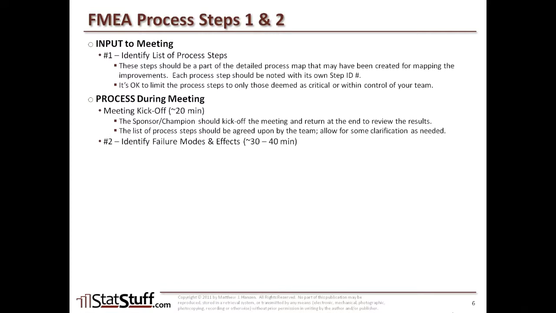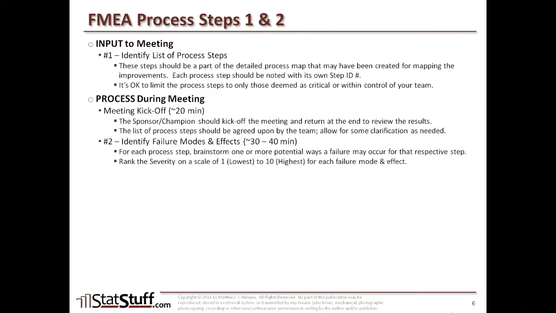Now, the next step here is we want to identify the failure modes and effects. This could take anywhere from 30 to 40 minutes for this section of the FMEA tool. So for each process step, try to brainstorm one or more potential ways that the failure may occur for that respective step. And then try to rank the severity, like on a scale of 1 to 10, 1 being the lowest, 10 being the highest, for each failure mode and effect. Now here are some suggestions you might follow for how you would rank the severity for the failure modes and effects.